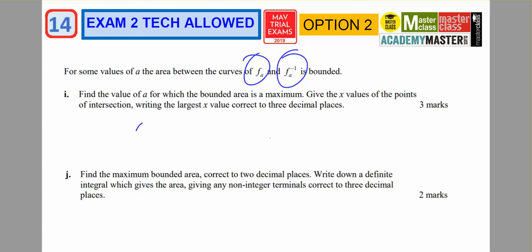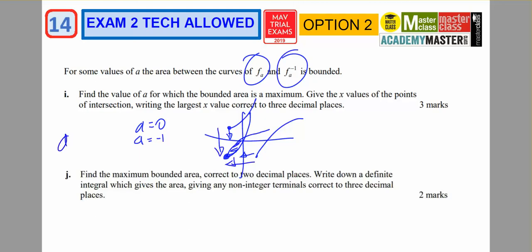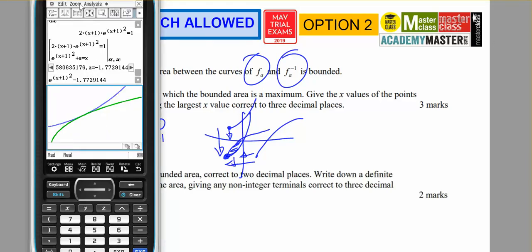Okay, so when a equals 0, I drew it before and I had this and I had that. And as a goes to -1, it moves this one down and moves this one across. At the moment, there is no bound area. Where they look like this will be where my area bound will be the biggest, so therefore a has to go down to -2. So a equals -2 should be the point. Now I found that out from my trials previously.